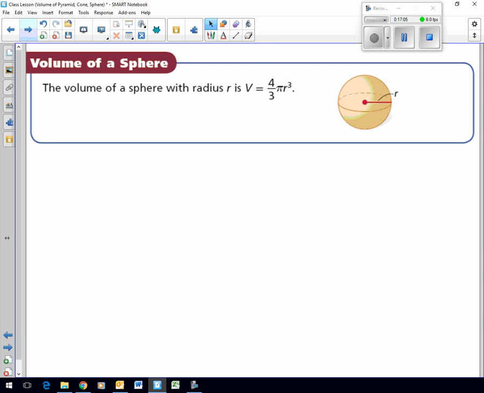The formula for the volume of a sphere is 4/3 pi radius cubed. Got me? This is the most missed thing in the whole unit. Do you guys see that the volume includes the cube? You're going to have to multiply radius times radius times radius. Got me? 4/3 pi times radius cubed. All right?